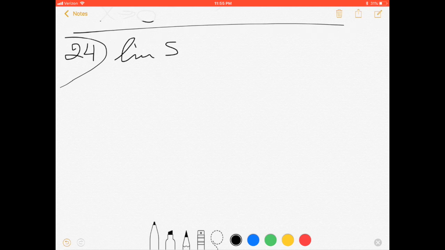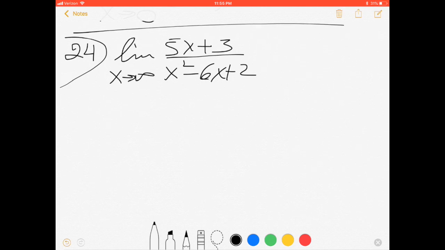Limit of (5x plus 3) over (x squared minus 6x plus 2), x approaches infinity. So here, for a rational function, you can do it two different ways. We can use L'Hopital's rule, which means find the derivative and use it, or you can divide top and bottom by the maximum degree, x squared, and see what happens. But here we use L'Hopital's rule, it's more practice for us now.